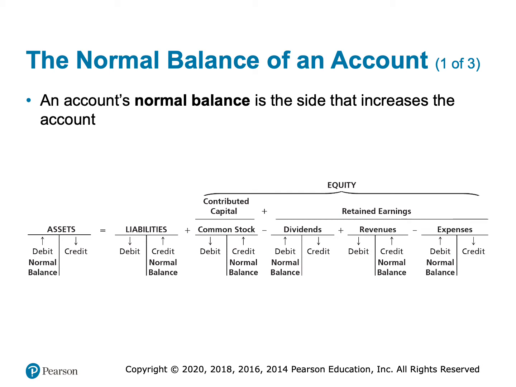The two exceptions to that, though, are dividends and expenses, because those reduce retained earnings and therefore reduce equity. They're going to have the opposite normal balance. So while everything on the right side of the equation has a normal credit balance, the things that reduce equity, dividends and expenses, have a normal debit balance. They get increased on the debit side and decreased on the credit side.